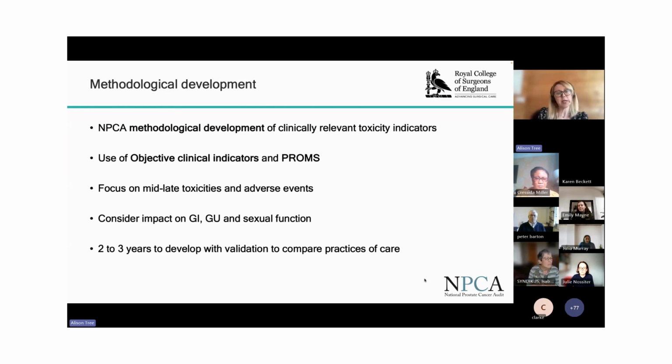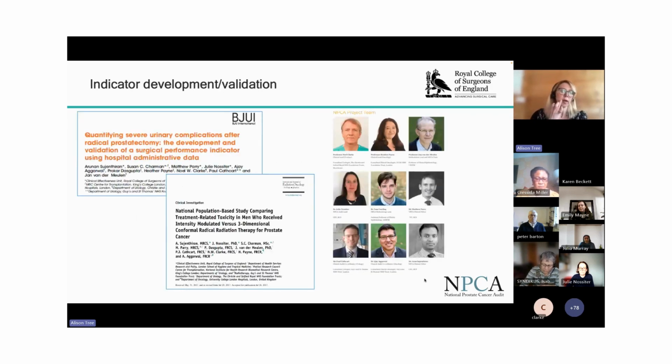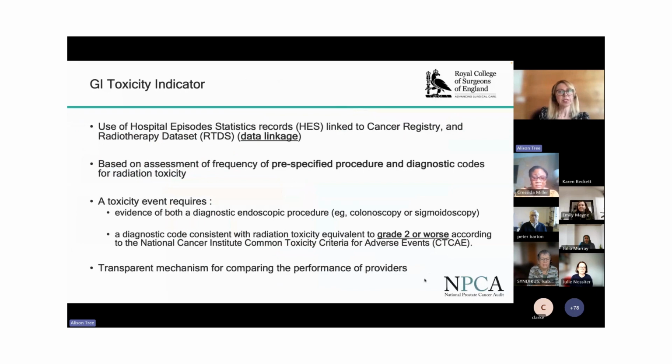And it took between 2 and 3 years to develop these indicators and then validate them to compare practices of care between hospitals. So a lot of very important work went into this before anything came out of it, as it were. These are some of the early papers looking at validating what comes out of the data and showing that it's meaningful in terms of the indicators that are published. And this is the original National Prostate Cancer team, many of whom are still involved in the audit, which is fantastic. So today, in the first half of this session, we're looking at radiotherapy, and one of the historical limiting factors of radiotherapy has been bowel toxicity.